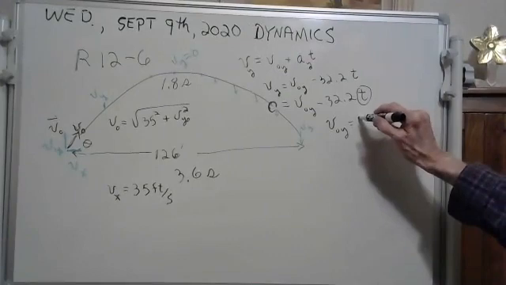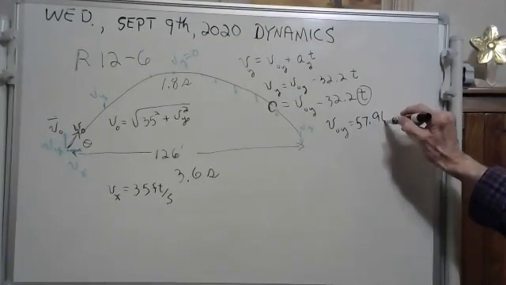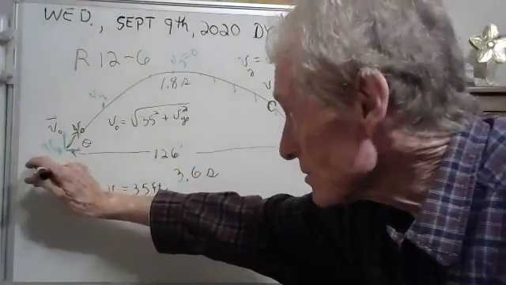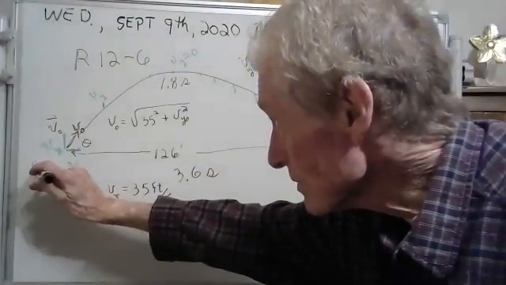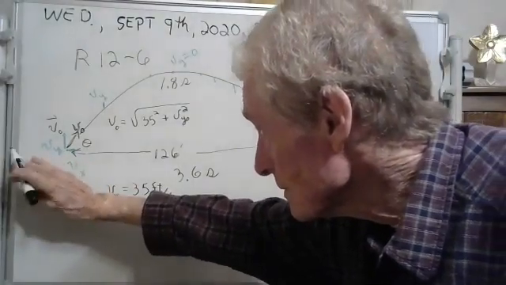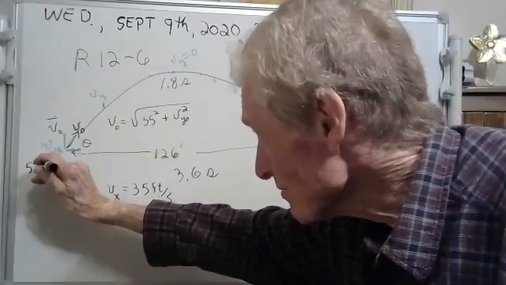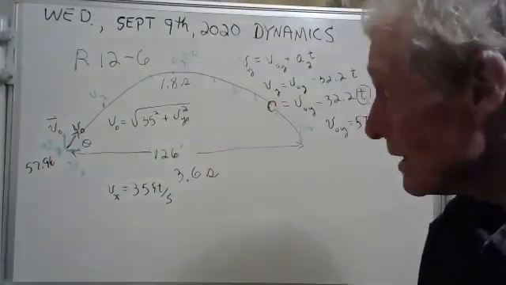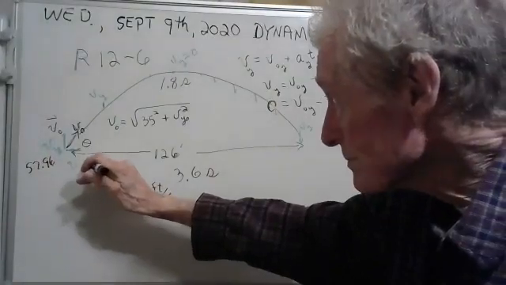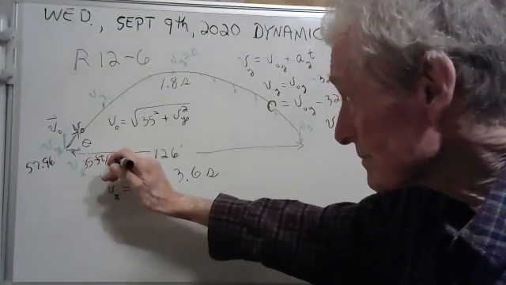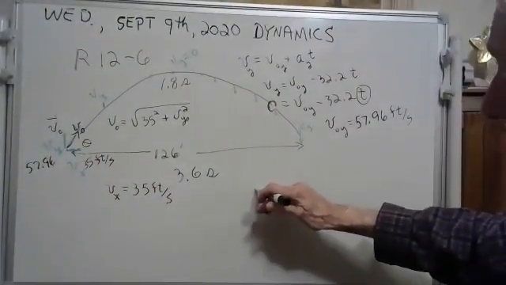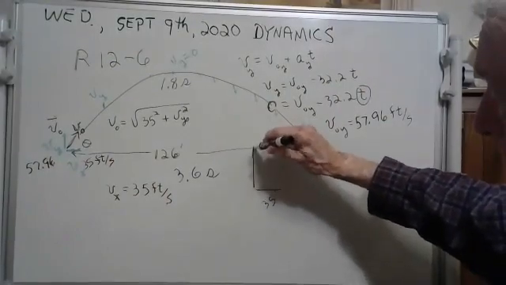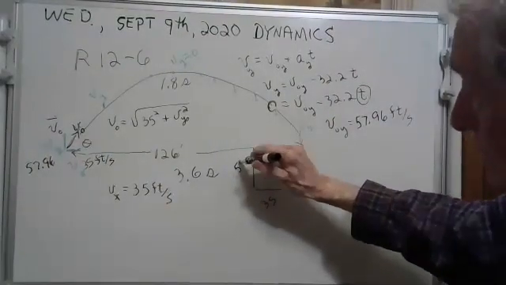Wonder if that's right. I'm getting 57.96 feet per second. We think that this v sub y is, well, will that show up? 57.96. Yeah, maybe that shows up. And see, the x, we know what that is. It's 35 feet per second. So basically what we got here is we got 35 and 57.96.